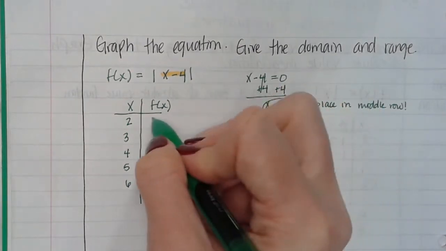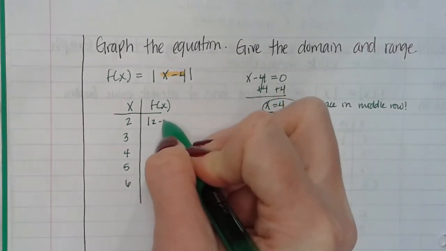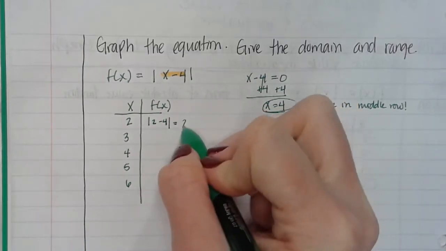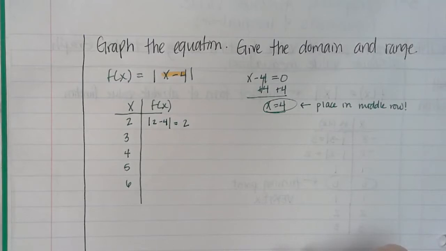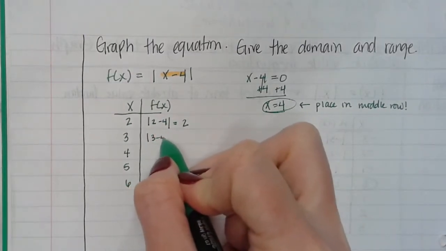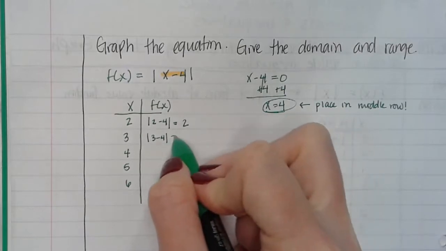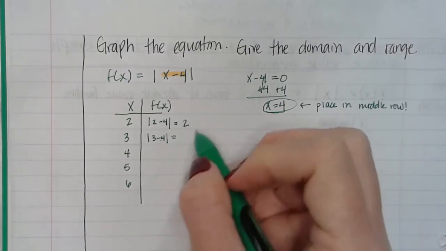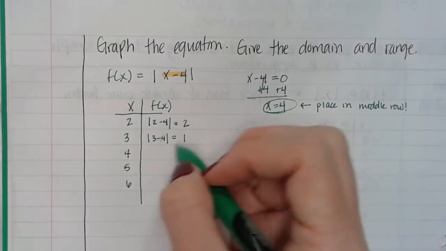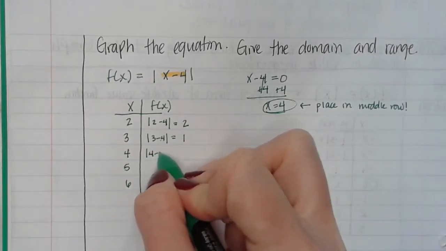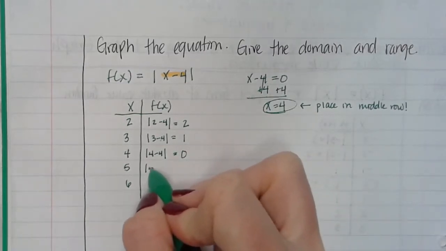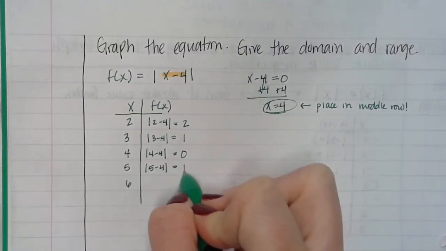So if I plug in a 2, I will get the absolute value of 2 minus 4, and that would be negative 2, which would become a positive 2 for absolute value. If I plug in a 3, I would get the absolute value of 3 minus 4, which would be negative 1, which the absolute value is positive 1. And then I would keep on going and plugging these in. So the absolute value of 4 minus 4, well, we get 0 for that. The absolute value of 5 minus 4 is a 1.